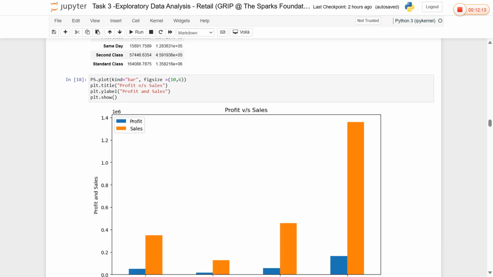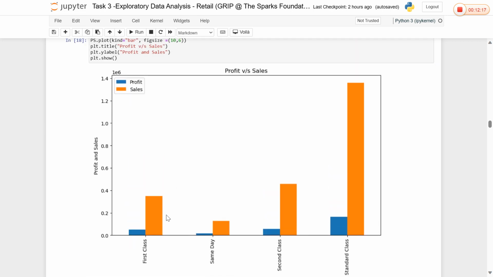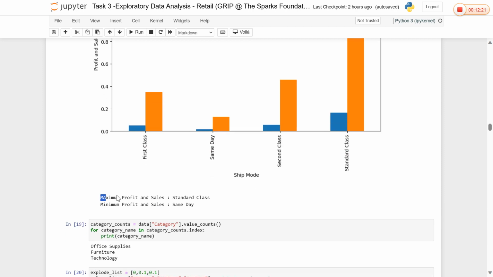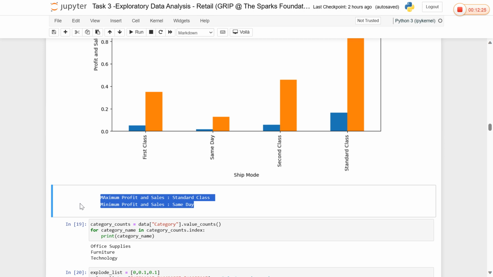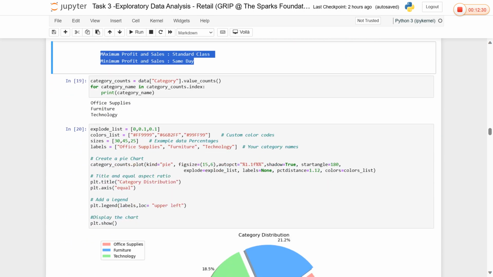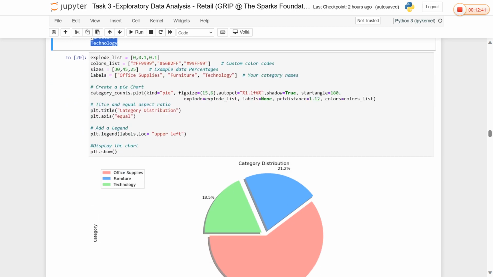We also plot some profit versus sales graphs in which we analyze it according to the classes. So we found that the maximum profit and sales are for the standard class, and the minimum profit and sales are for the same day. Now in this we also counted category-wise. For the category-wise, we printed some category names like office supplies, furniture, technology.